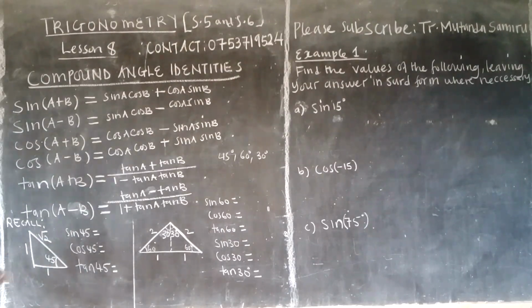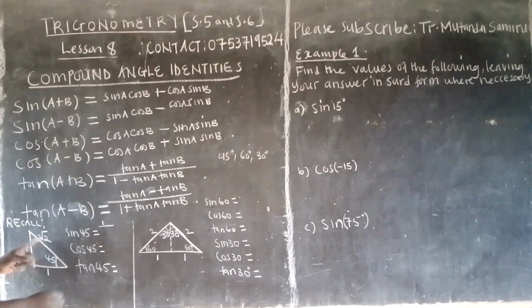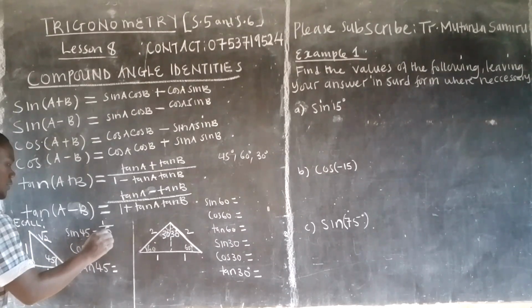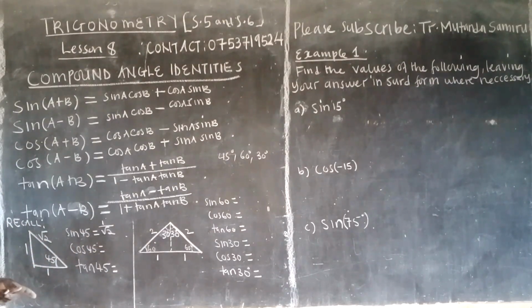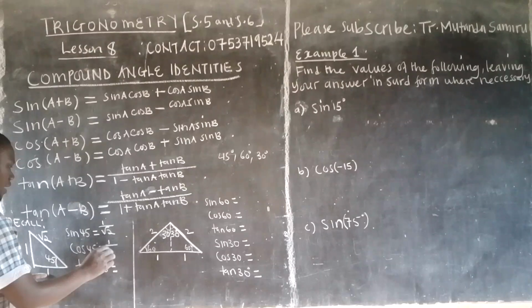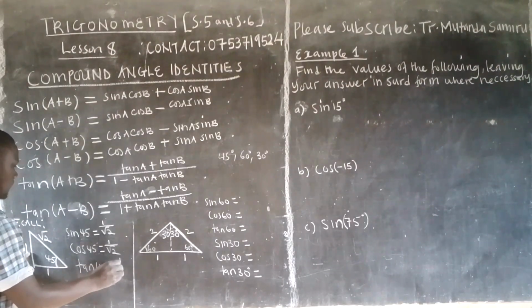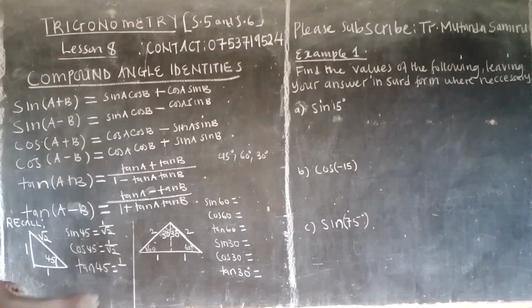Now, sine 45: how do you get it? Opposite is 1 over hypotenuse, which is root 2. So sine of 45 is 1 over root 2. How about cos of 45? Cos of 45 is adjacent over hypotenuse. I think the sine of 45 and cos of 45 are equal, and it comes from there. Now, how about tan 45? Tan 45 is opposite, which is 1, over adjacent, which is 1.